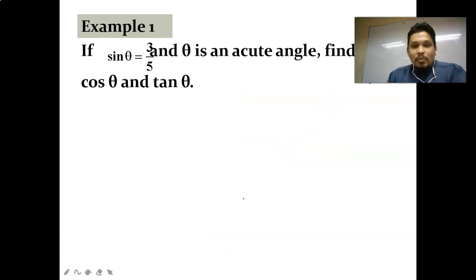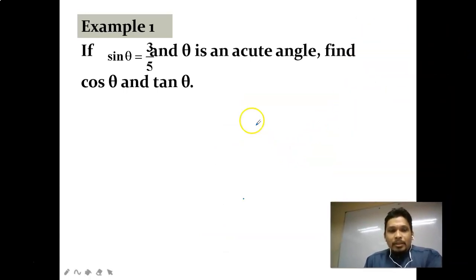So example number 1. Given that sine theta equals 3/5 and theta is an acute angle, find cos theta and tangent theta. Okay, before that, let's refresh our knowledge about triangles.